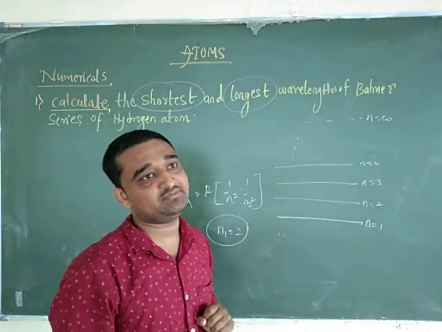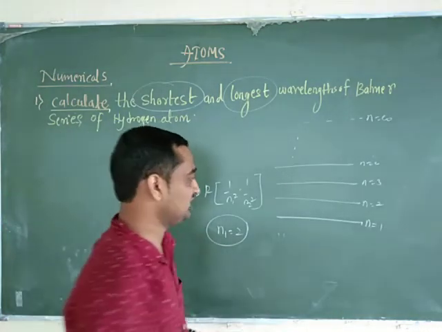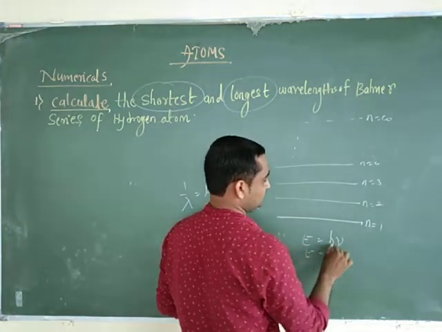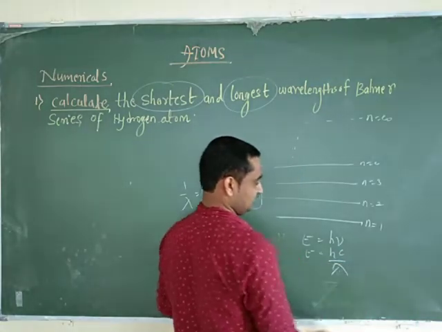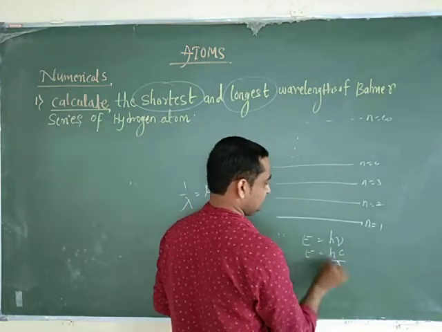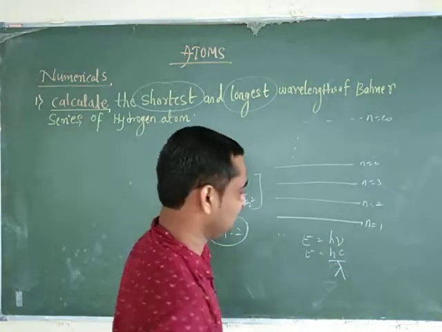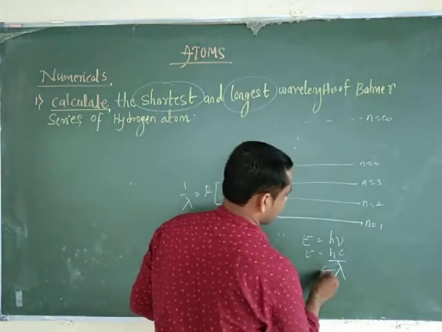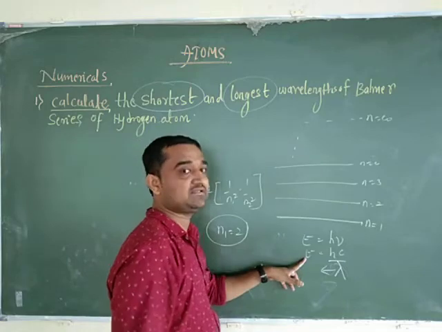The wavelength of the line is inversely proportional to the energy. As we know, E is equal to h nu, or nu is equal to c by lambda, so energy is inversely proportional to wavelength. So what is meant by shortest wavelength? Shortest wavelength means the energy is highest.